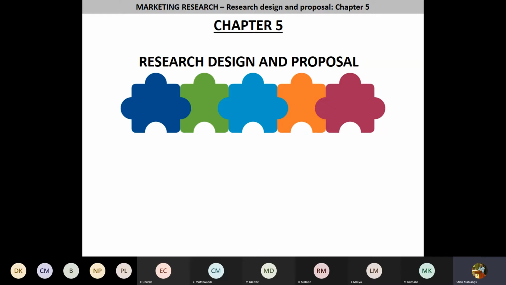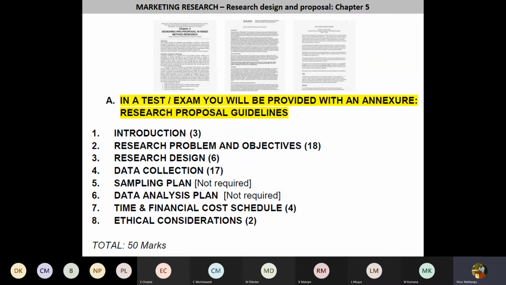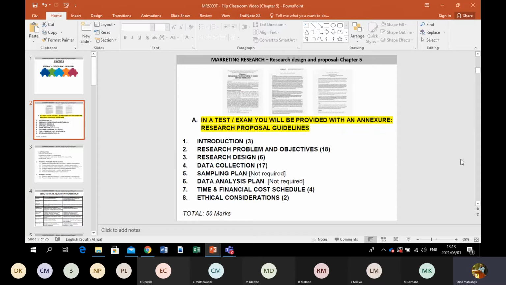All right, on chapter 5, we're going to talk about the research design, and it's part of the research proposal that we are doing. If you look at our research proposal guidelines, the slide is showing you steps, step 1 up until step 8. Basically, the introduction is where we write our title, who it's prepared by, for which company, and the date. Then number 2, you have research problem and objectives. In that we include things such as our marketing problem, followed by research objectives, primary, secondary. We've got hypotheses and so on.